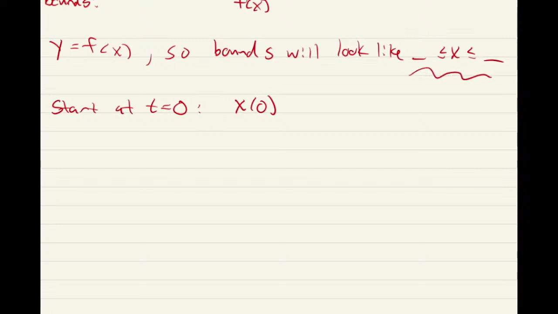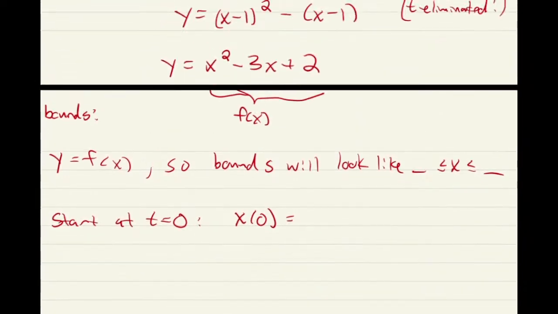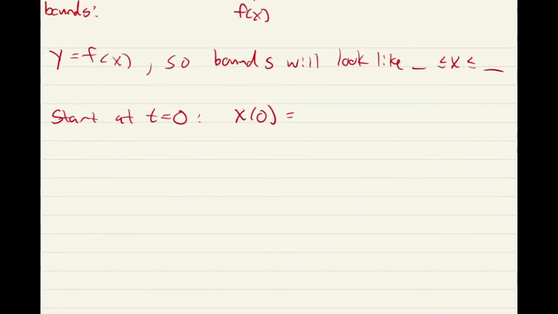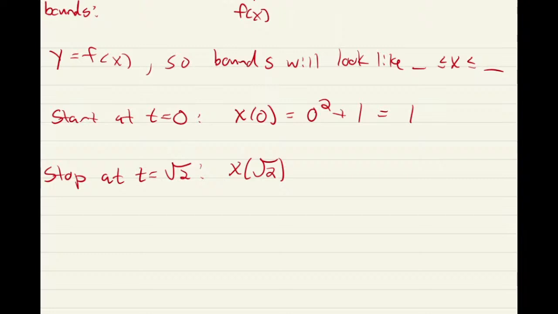That's the rule I stated above. If y is a function of x, if the Cartesian equation is of that form, I should say, then the bounds look like this. X is in between two values, possibly infinite, okay? Let's plug in 0 into x. What was x again? X was t squared plus 1. So I plug in t equals 0, I get 1. Okay, and then you do the same thing. Where did we stop? We stopped at t equals root 2. So I'm going to plug that into x of t. And there I get root 2 squared plus 1. That is 3.